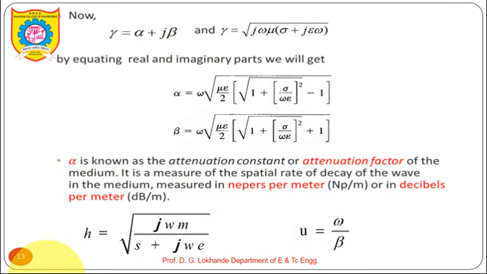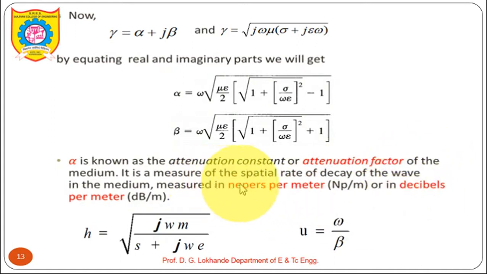Now here, if we compare the gamma value with the general equation, gamma is equal to alpha plus j beta, where alpha is the attenuation constant and beta is the phase constant. Another equation is gamma equal to the square root of j omega mu times (sigma plus j omega epsilon). If you compare the real part and the imaginary part, then we get the alpha equation as well as the beta equation, where alpha is known as the attenuation constant or attenuation factor of the medium.